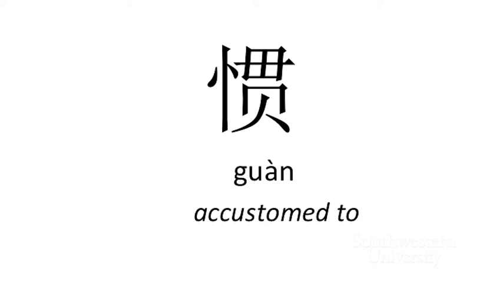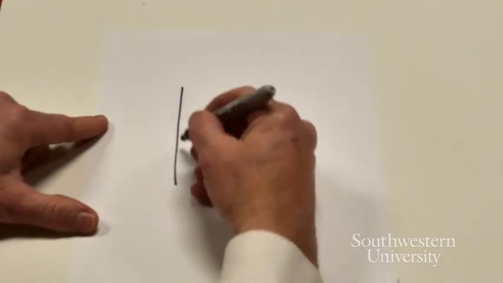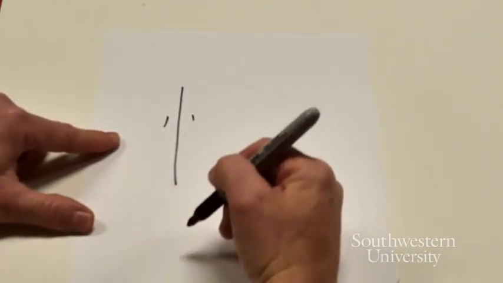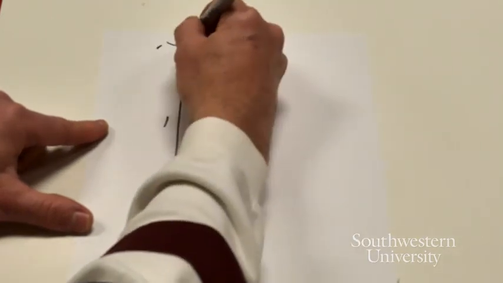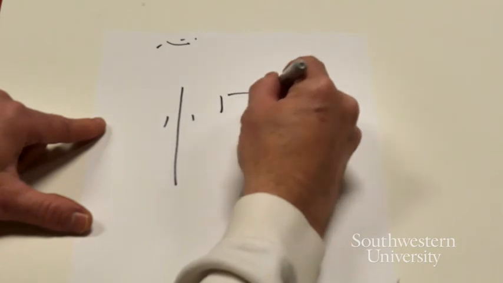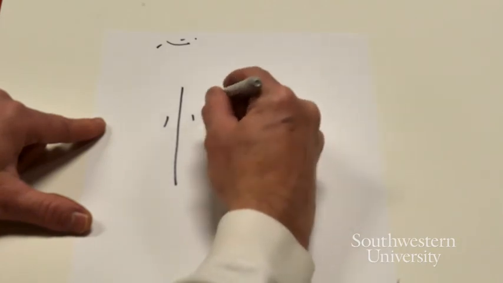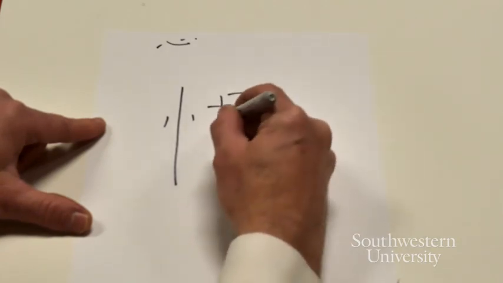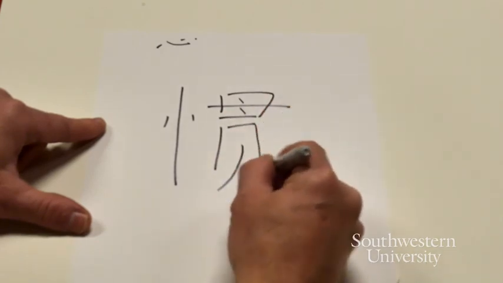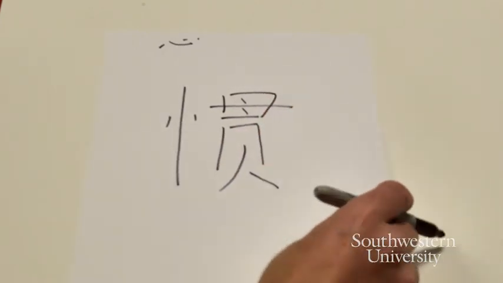Guan, to be accustomed to something. An issue of the heart. So we have shu, xin pang, shu, vertical and a depiction of the heart. Xin, the right-hand side means connected or linked together. Guan. And it's phonetic in this case.